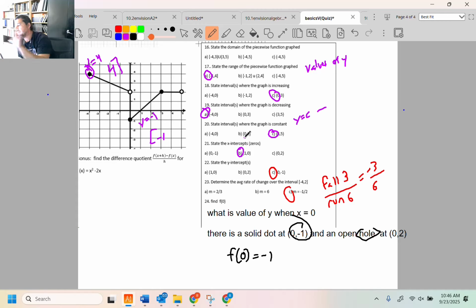All right, 16 is domain. That's your leftness to rightness. And it wasn't meant to be a hard one. So, you start off with an x value of -4, which they all had. Now, you shouldn't have picked C, because you see that solid dot, that's a bracket at -4. And you walk until x is 0, and you say, uh-oh, x can't be 0. Yeah, it can. It's filled in right there. And you walk from 0 all the way to 5, and that 5 is open, so parentheses. It was choice B.